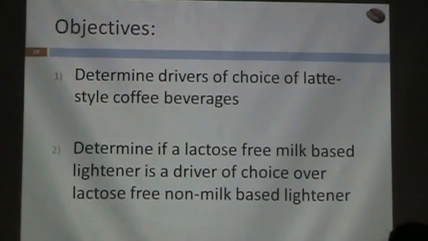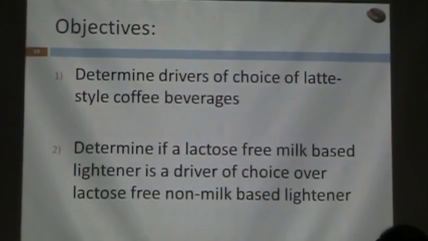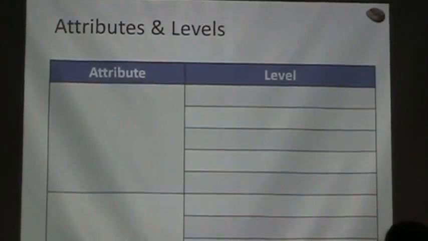So I have 2 objectives that I'm going to share with you today. 1, figure out overall what's driving choice of latte-style beverages. And 2, because I work for all the dairy farmers, would lactose-free milk be a driver of choice if it was available as an option in these different places? Because right now, the only thing that is available if you're lactose intolerant is soy milk, not lactose-free milk. So I want to know if lactose-free milk was available, could it compete with soy milk or some other non-milk-based lactose-free lightener?